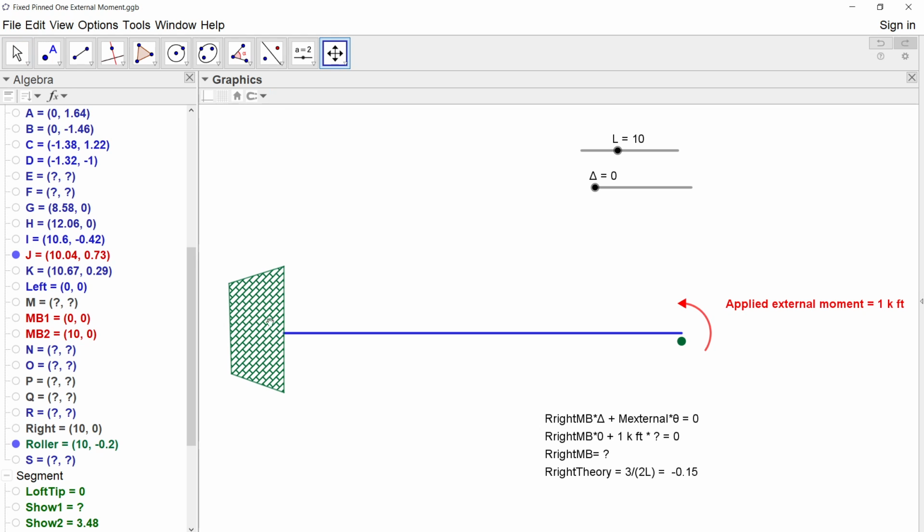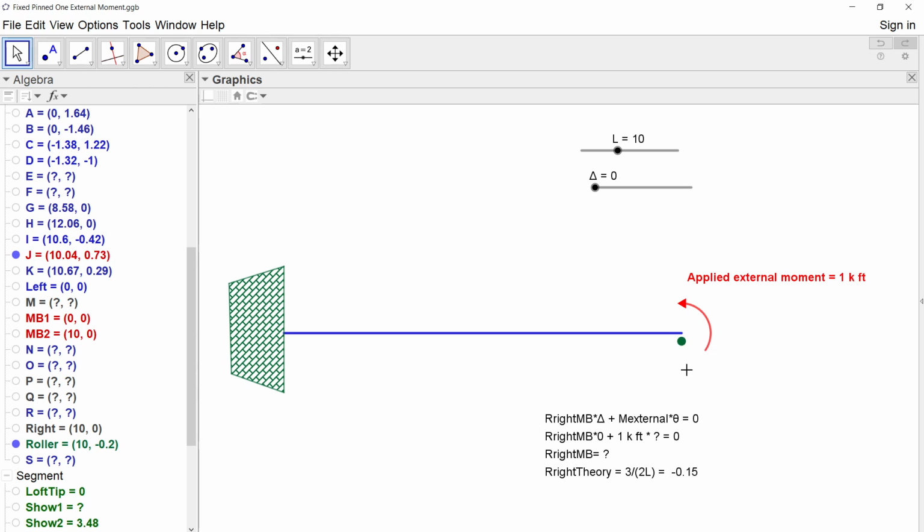We have an indeterminate beam which is fixed at the left and there's a roller at the right. The loading is a little unusual. It is an externally applied moment of 1 kip-foot, or perhaps 1 Newton-meter. A unit externally applied moment. And what we're looking for is the vertical reaction here.